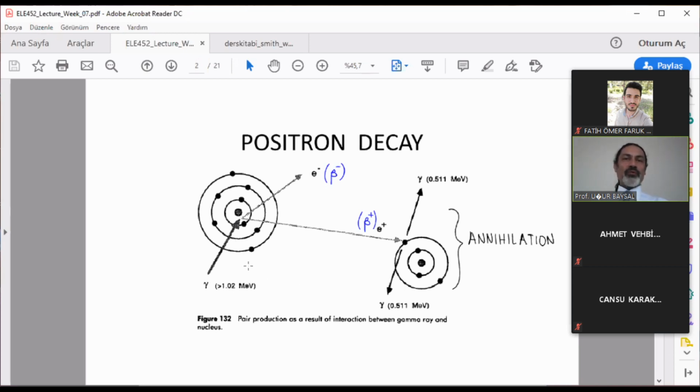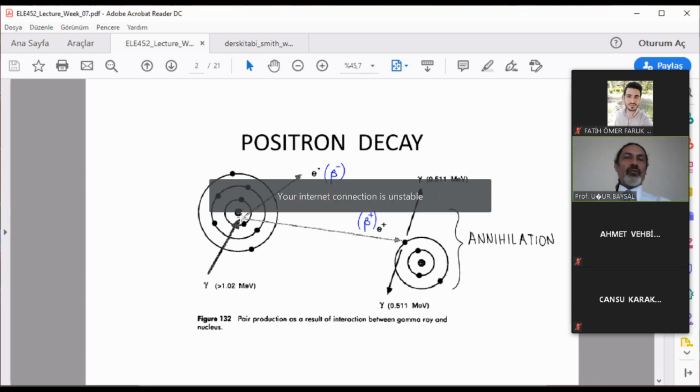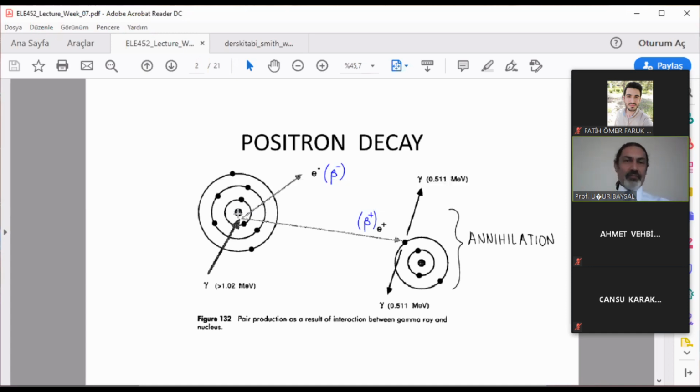this atom produces positron with a nuclear reaction that gamma ray having larger than 1.02 mega electron volts. That's very critical value. I'll tell you the reason why. Photon interacts with the nucleus and divides a kind of neutral particle into two parts with the same mass. Okay, one is electron, the other one is positron.